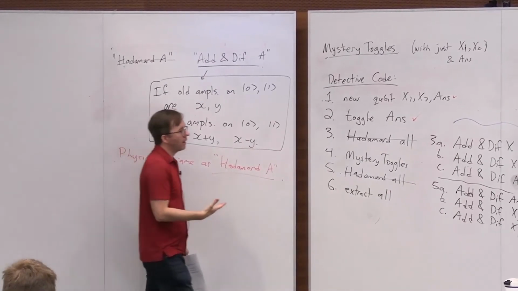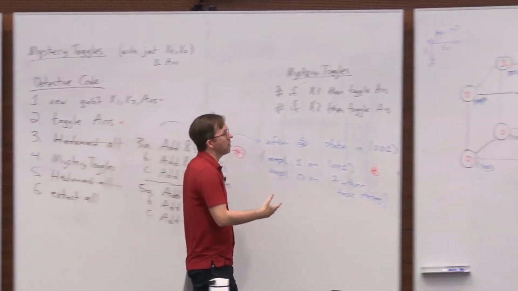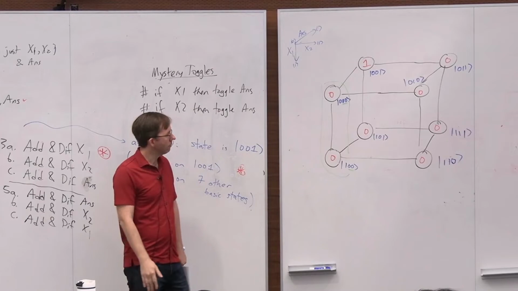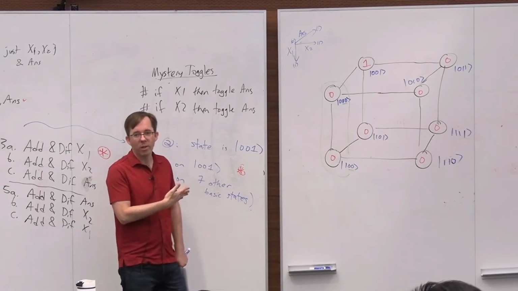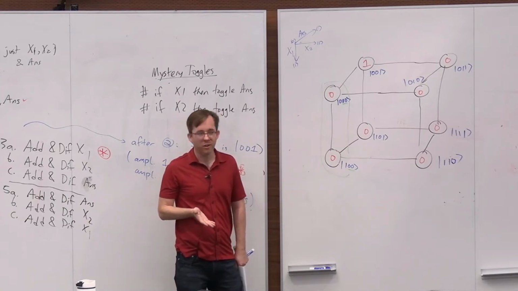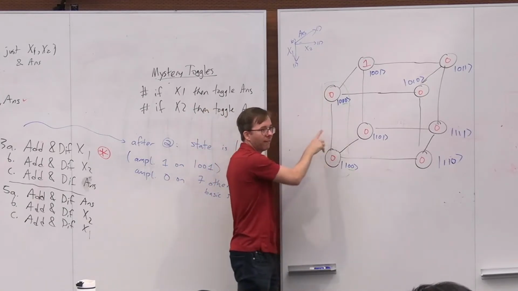Okay? So how does add and difference work? Well, you put the sum of the amplitudes on the 0 part, and you put the difference of the amplitudes on the 1 part. Now here it's boring because the 2 amplitudes are 0 and 0. So their sum is 0 and their difference is also 0. So we don't actually have to change anything here.